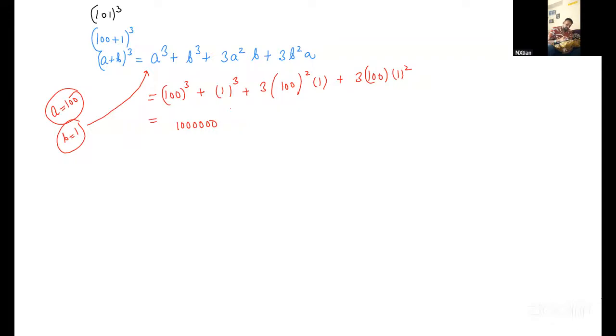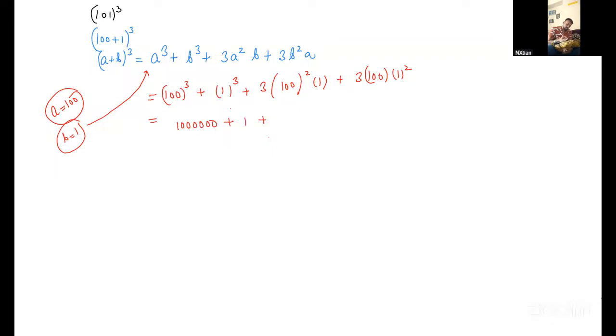See guys, it's a trick. 2 zeros are there and 3 is the power. So when you multiply it, it will become 6, so 6 zeros will come. Understood? No need to multiply 100 into 100 into 100. 2 zeros are there, 3 is the power. So 2 threes are 6, so 6 zeros will automatically come.